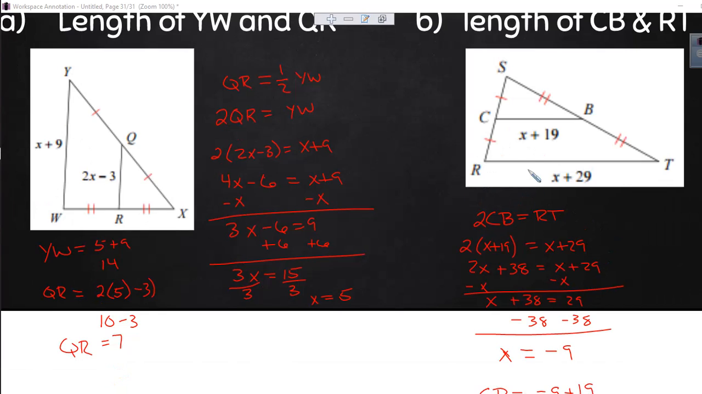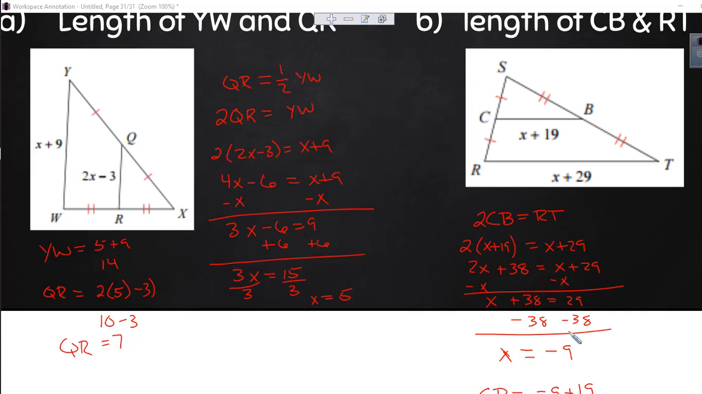All right, so we set this up and we're going to do, once again, two midsegments. So 2 CBs is equal to 1 RT. Plug in our expression: 2 times x plus 19 equals x plus 29. That gives us 2x plus 38 equals x plus 29.